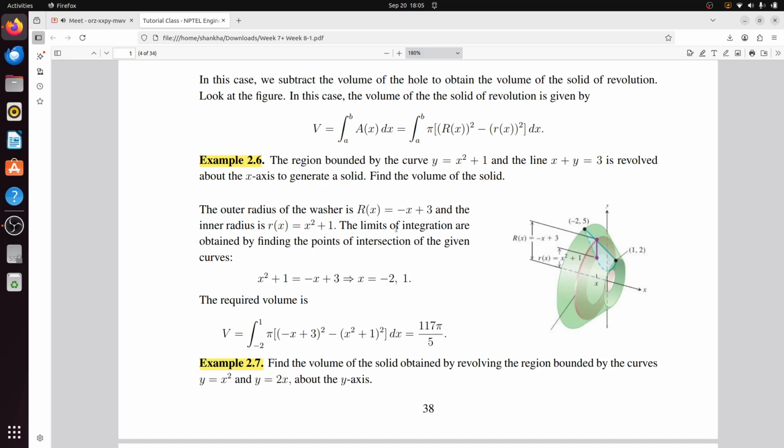Okay, so next problem is you need to find the volume of the solid obtained by revolving the region bounded by the curves y equal to x square and y equal to 2x about the y-axis.